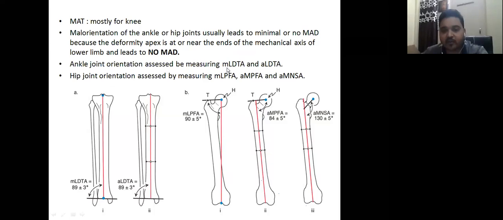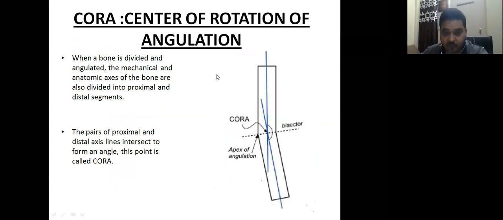So from medial, mechanical lateral distal tibial angle and anatomical lateral distal tibial angle, and similarly the proximal femur angles, we have to rule out. Next, so this is in short the mechanical axis deviation test.